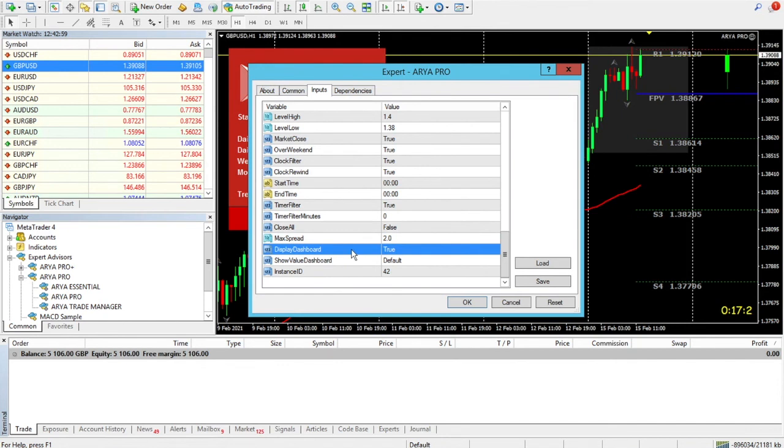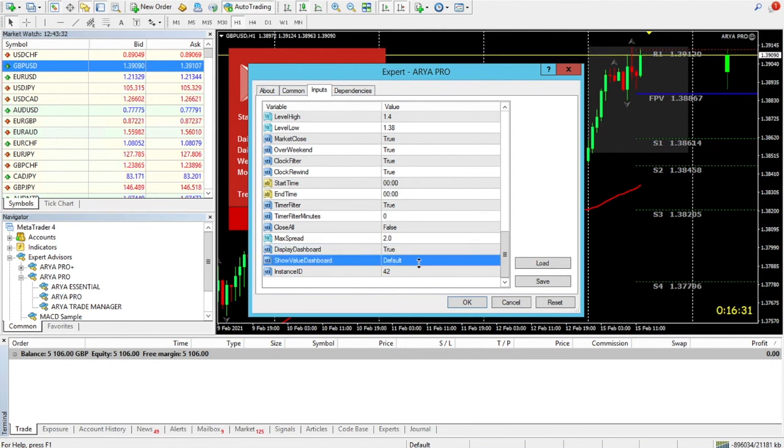The display dashboard refers to the performance box just here. You can display your results in the currency of your account. Select true to have it visible. The value of the dashboard is set at default, which displays your results in the currency of your account as well as in a percentage. If you'd only like to display your results in a percentage, choose percentage, or if you'd only like to display your results in the currency of your account, click the currency.